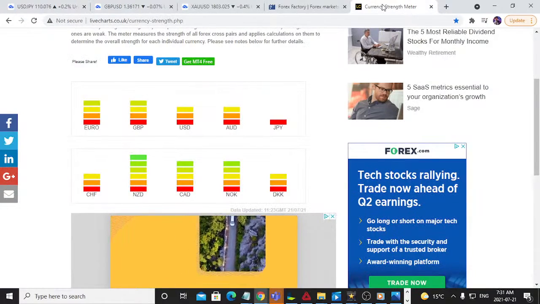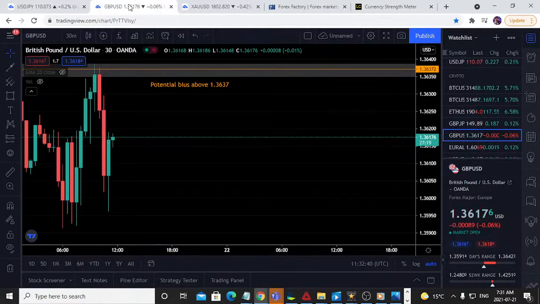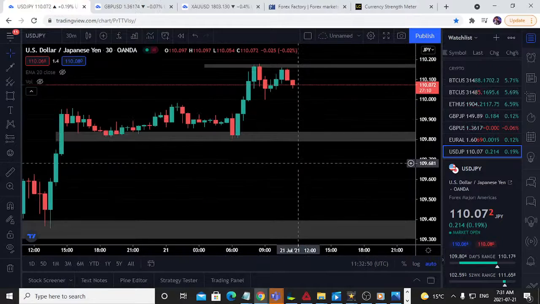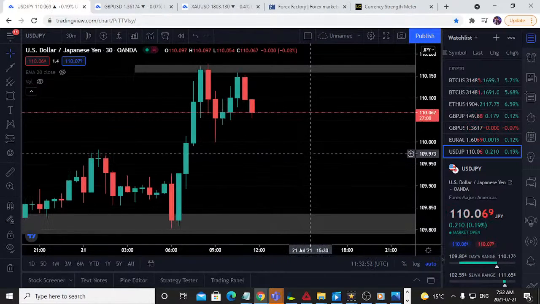The pound is strong. JPY is weak right now. So in that essence, if JPY is weak, you should actually be looking at buys because the dollar is strong.